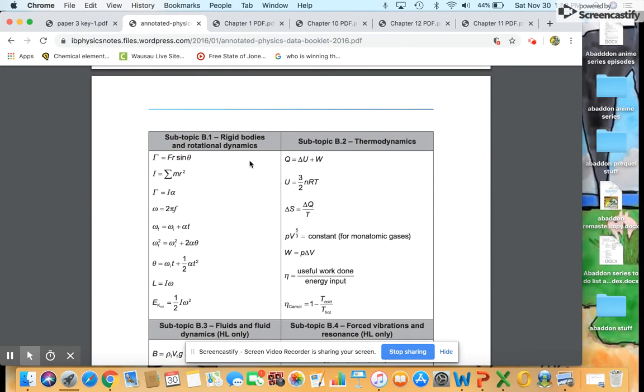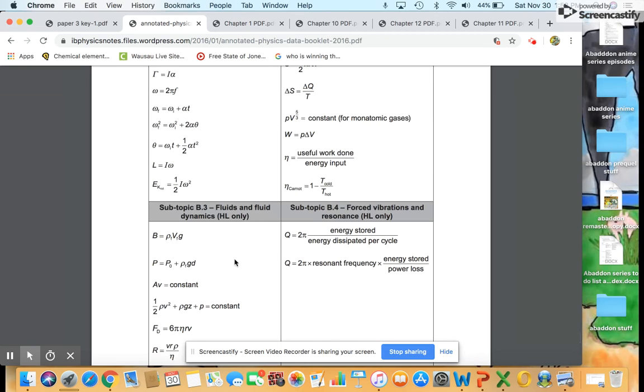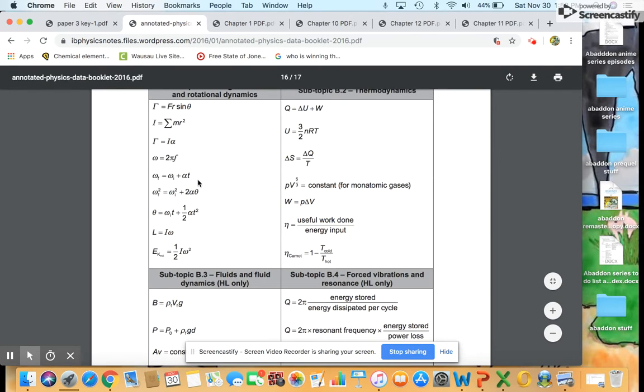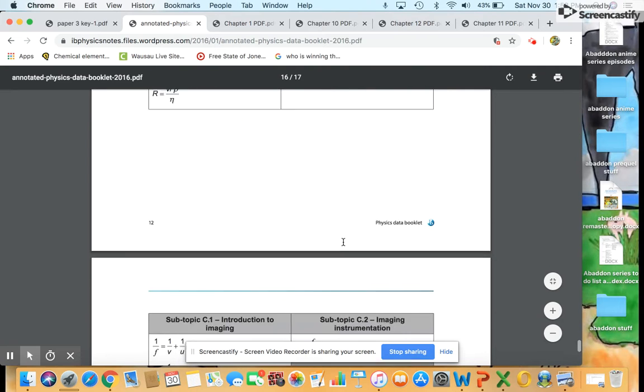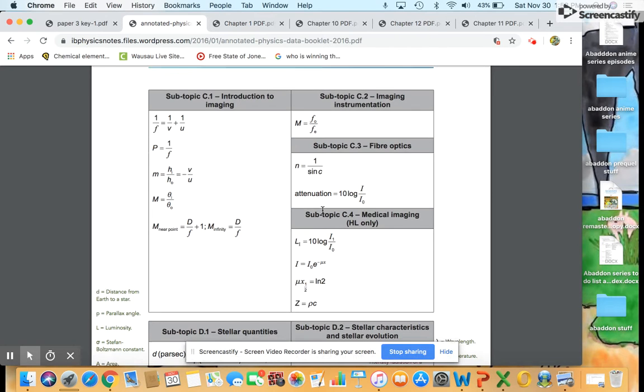But there are 3 that we cover in pretty good detail. The first is option B, engineering, which is applied mechanics, thermodynamics, fluids, and simple harmonic motion. So it's basically applying mechanics, circular motion and torque, then thermodynamics, fluids, and simple harmonic motion. The next is option C, applied optics, which is imaging. The subtopics are focal points, ray diagrams, magnification, medical imaging, and fiber optics.